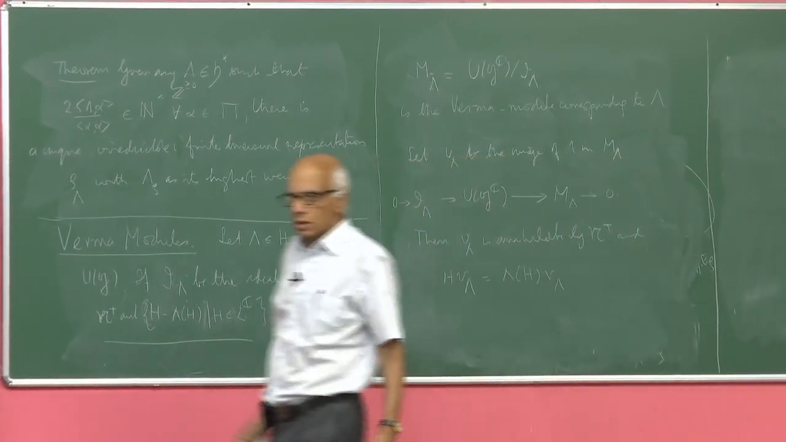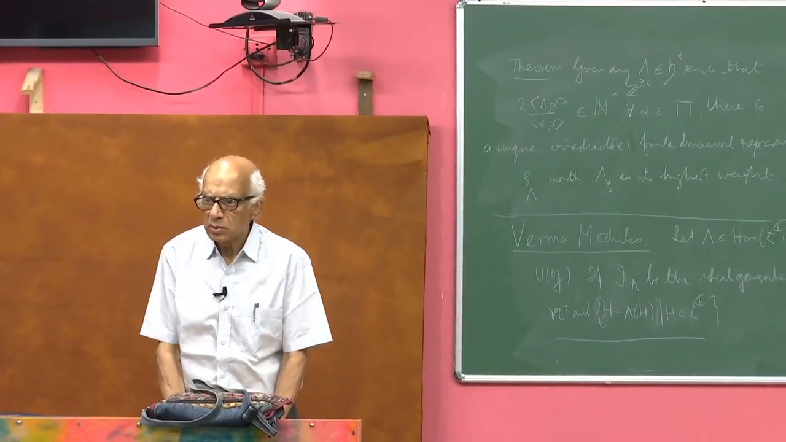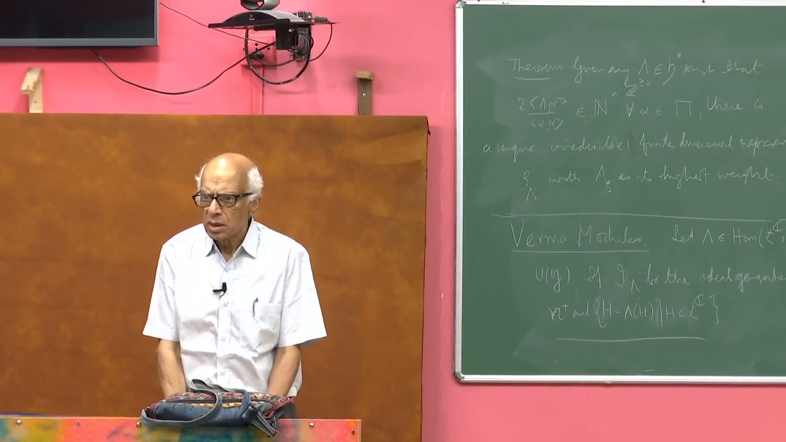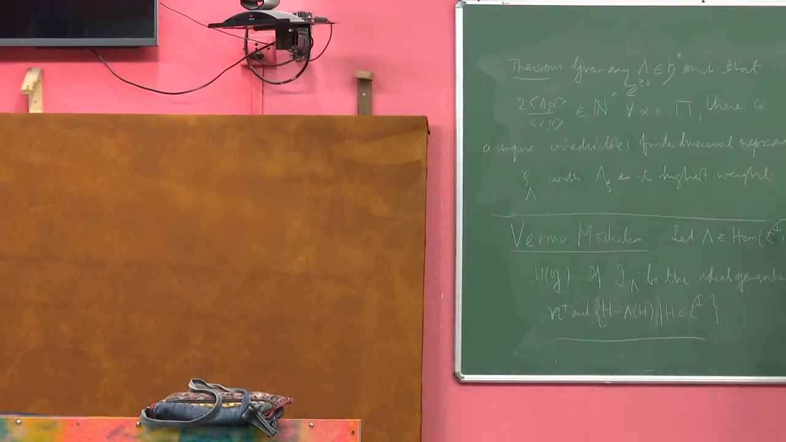Sorry? There is a tensor product notation which is often used for the Verma module. What? Tensor product, it's U g over. Oh yeah, yeah. Sure, sure.